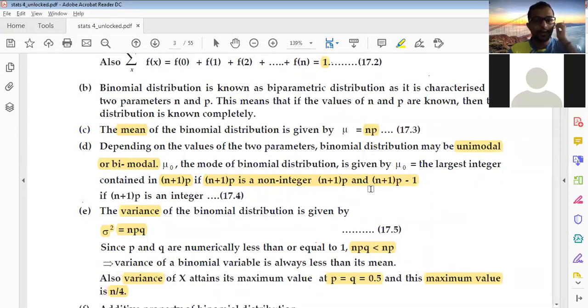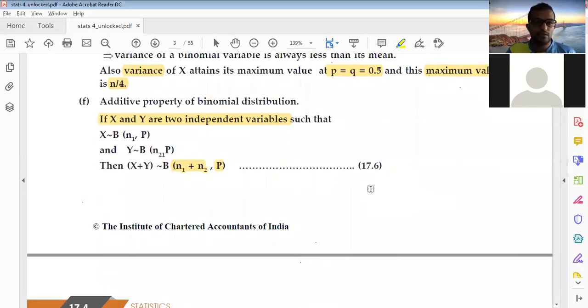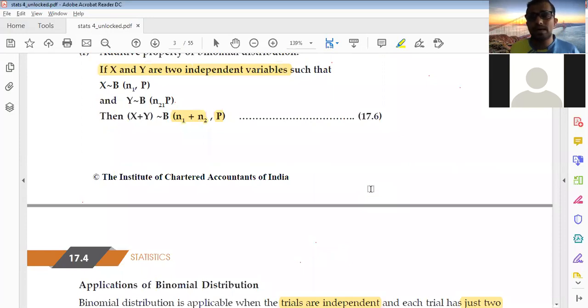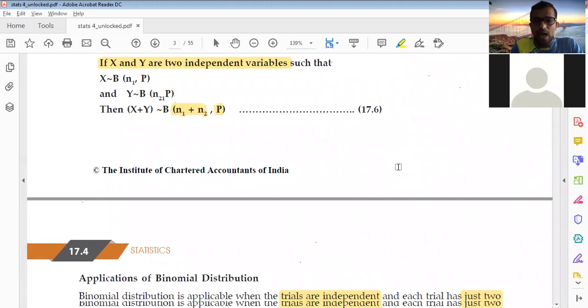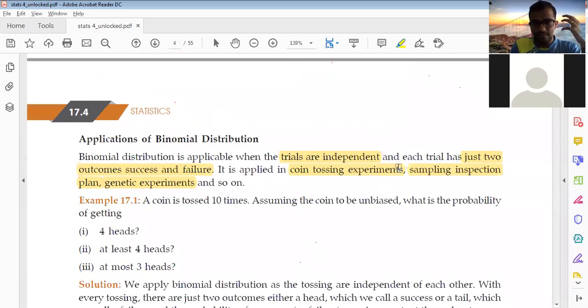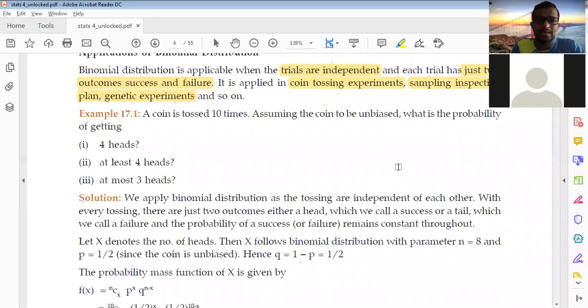So this is what we studied. Then we looked at all these formulas and we said that if x and y are two independent variables, then nothing will change. Only the n's will combine together. Number of trials 5 here, number of trials 10 here, 10 plus 5, we put them together and make it 15. And then we saw applications of binomial distribution where trials are independent and the outcome is success or failure, same like Bernoulli. This included tossing many coins, sampling inspection, and genetic experiments taking place in a small field and then applying it all over.